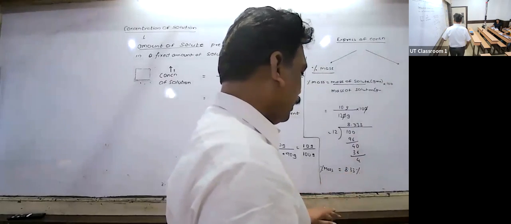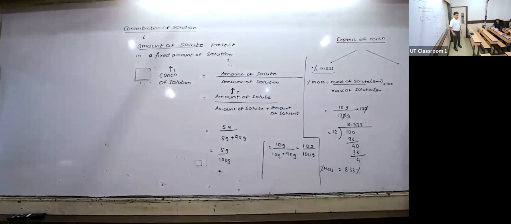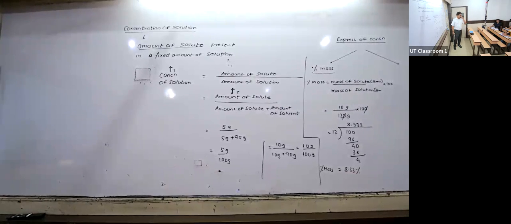That means if it is a 100 marks paper, he is getting 8.33 marks. If it was a 200 marks paper, it would have been 16.66. Yes or no? Percentage mass.